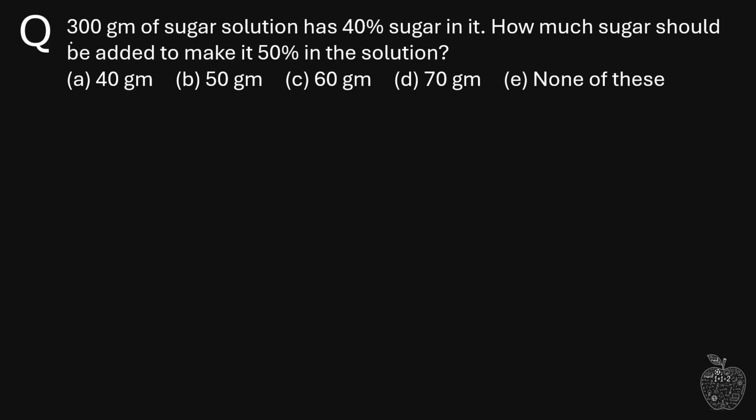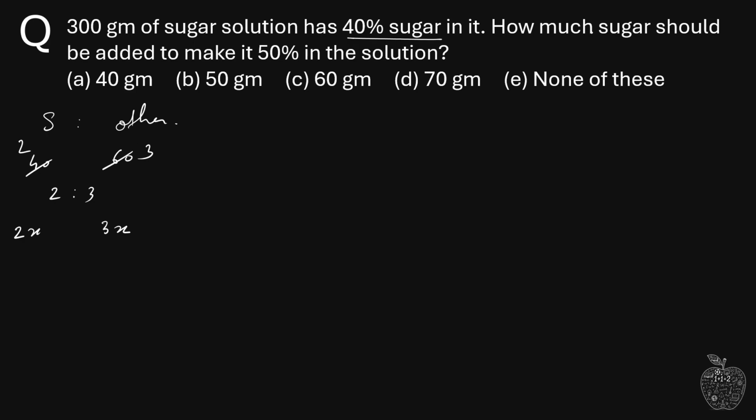Now in here we have 300 gram of solution and in this 40% sugar is there. So the ratio of sugar to other substance: 40% sugar is there, so obviously other substance will be 100 minus 40, 60. So the ratio that we get is 2:3. Now let's say that 2x is sugar and 3x is the other substance.